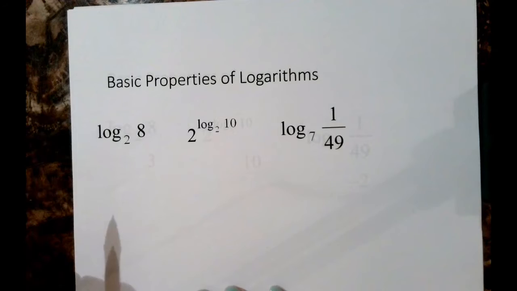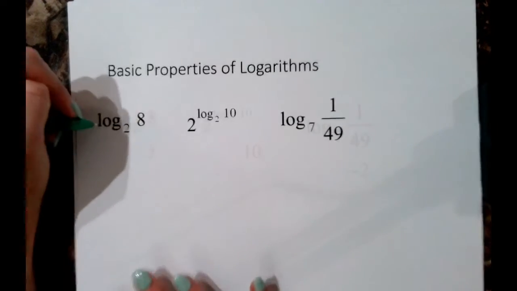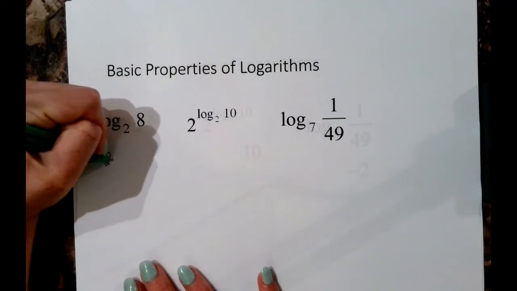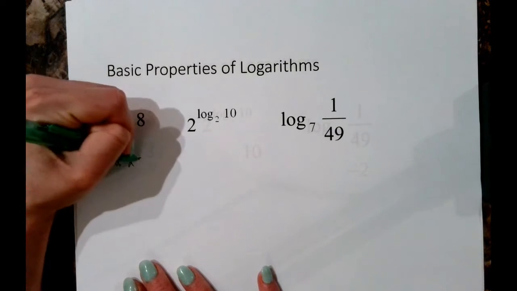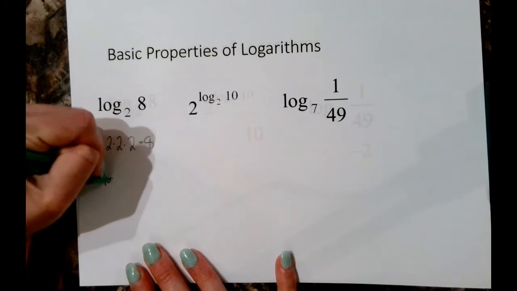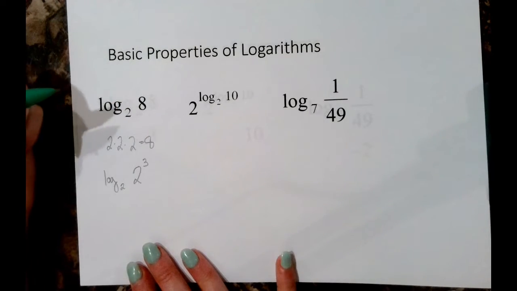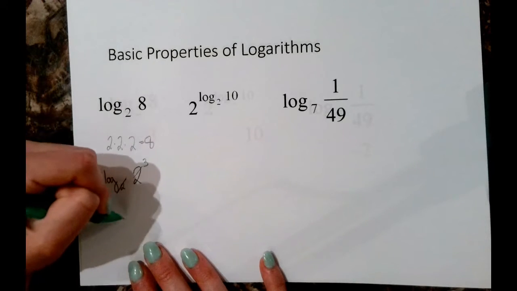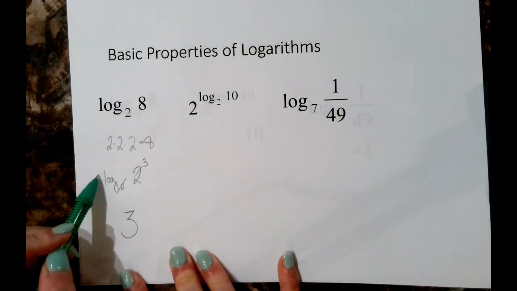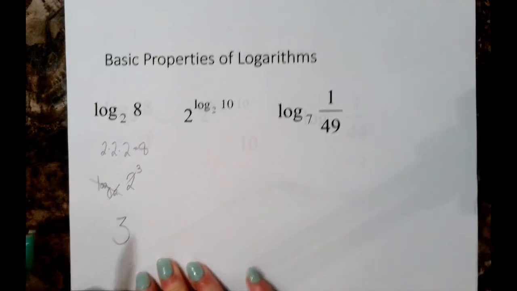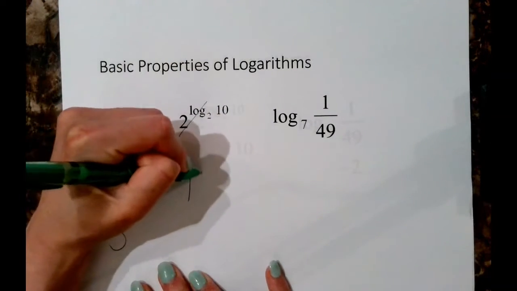Looking at this first one, it doesn't initially look like there's much I could do. But what if we rewrite 8? I know 8 is really 2 times 2 times 2. 2 times 2 is 4, 4 times 2 is 8. So we can rewrite this as log base 2 of 2 cubed. Well, now these 2's are going to cancel out, and we're just going to be left with 3. When we cancel out the log base, we cancel out the log with it, by the way. Alright, over here, 2 and 2, these are going to cancel out, and we just get 10.